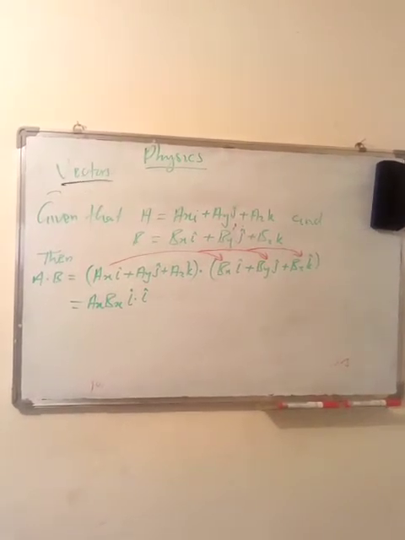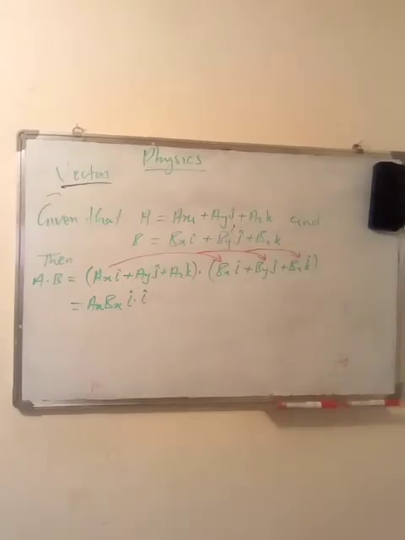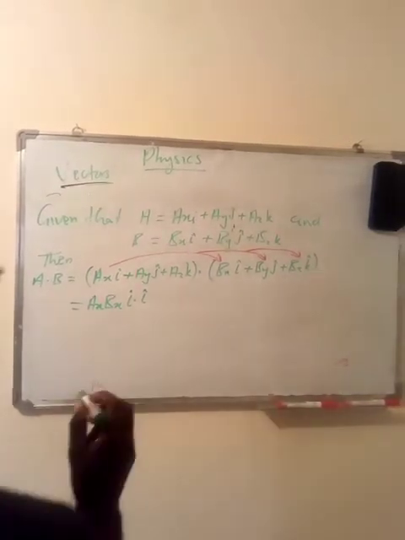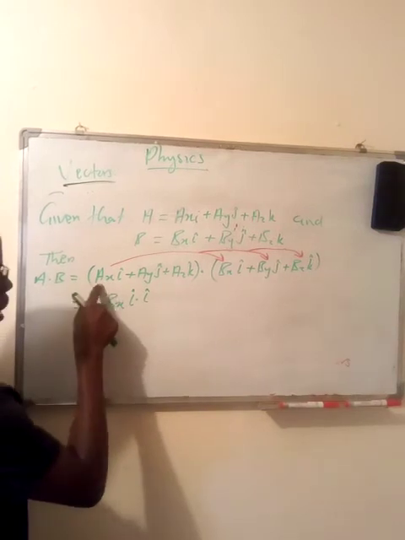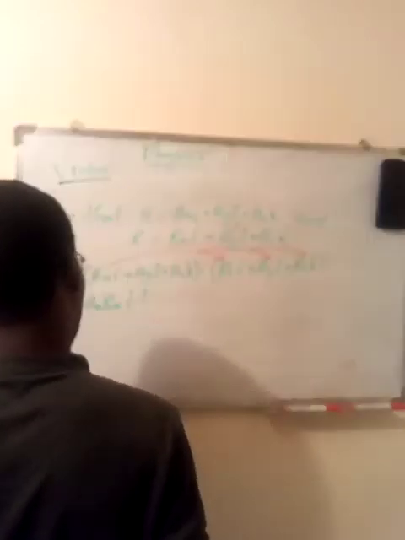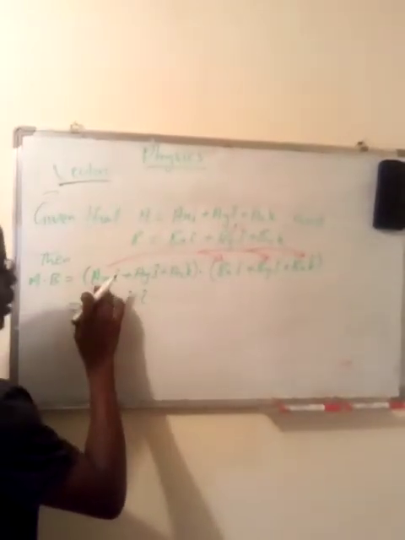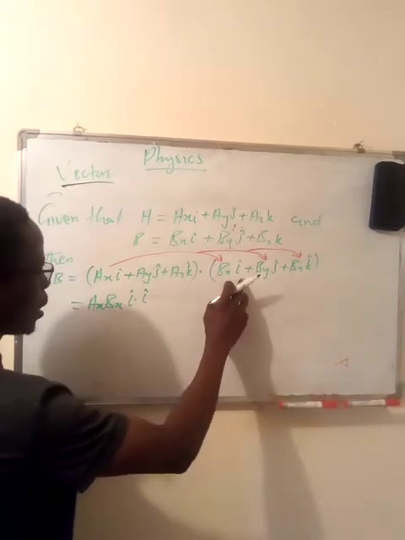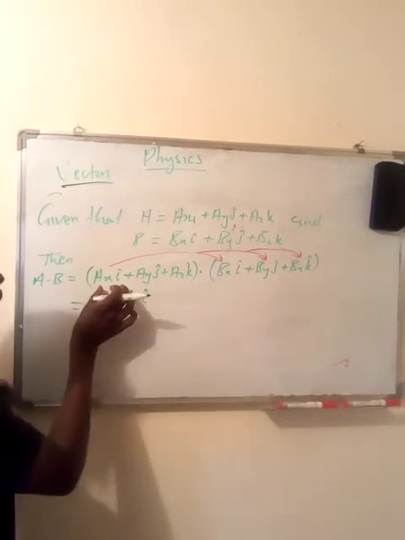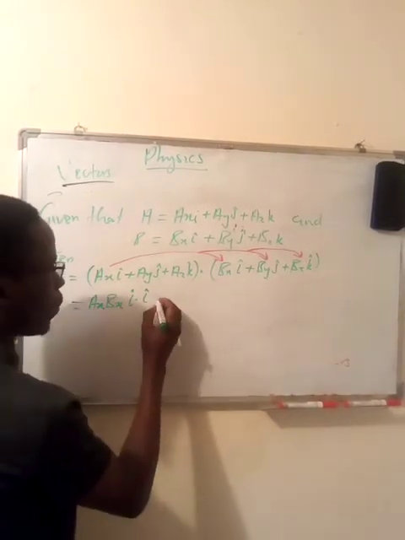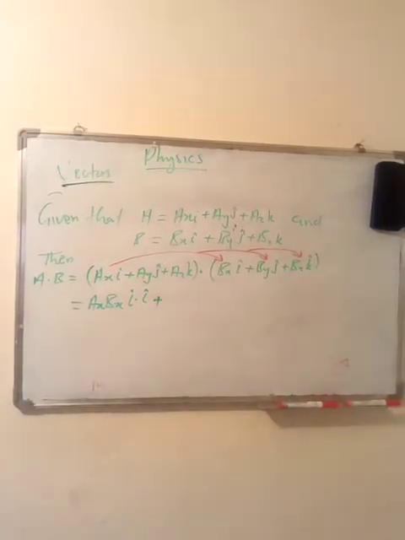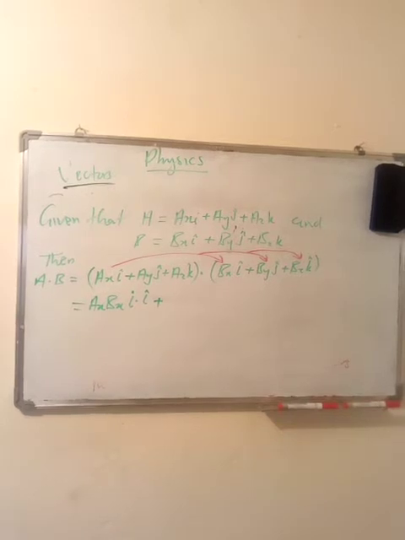Then, next we have AY multiplied by BY, okay? AY multiplied by BY, we're going to have, I'm going to continue there, plus AY BY J dot J, okay? J dot J, plus AY by BZ, AY BZ, then here there is J dot K. Okay, J dot K.